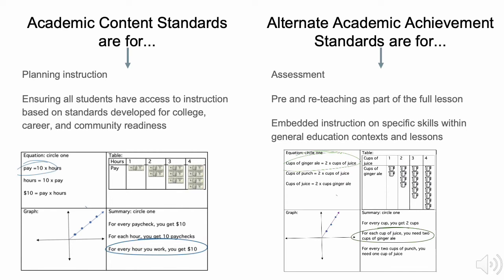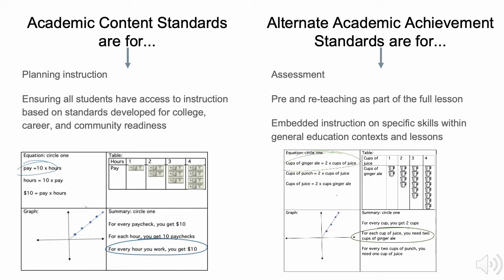The bottom left quadrant is titled Graph and has a printed X and Y axis. The student has handwritten in the line graph, but not the X and Y axis labels. The bottom right quadrant is titled Summary, Circle 1. There are three choices. For every paycheck, you get $10. For each hour, you get 10 paychecks. For every hour you work, you get 10 paychecks. The student has circled the bottom choice.